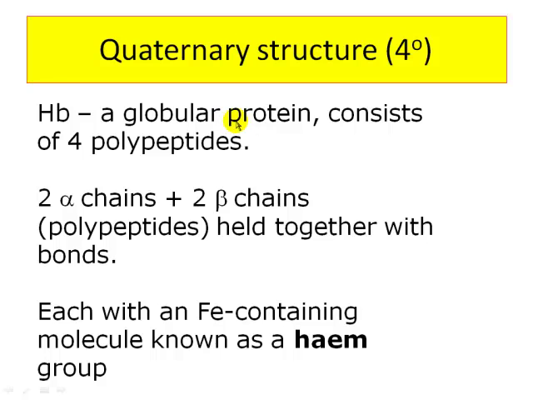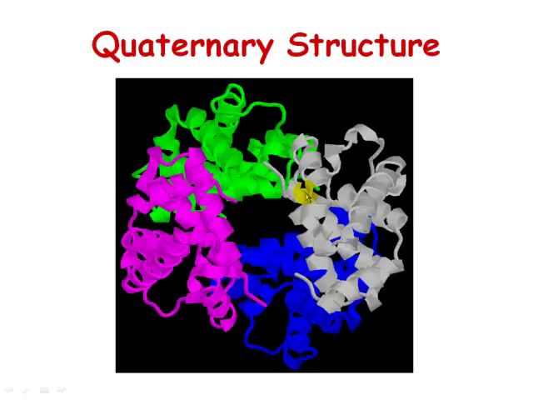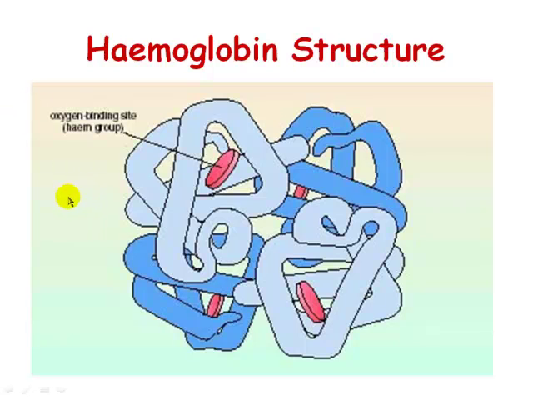Hemoglobin is a globular protein and consists of 4 polypeptide or long protein chains. It's got 2 alpha chains and 2 beta chains held together with bonds, and each, as you probably know about hemoglobin, contains iron, and these iron molecules are called heme groups. This is a rather beautiful picture here, a model of a quaternary structure, and the last one we've got is the hemoglobin structure. So here we've got the 4 chains, 2 alphas, 2 betas, and we've got heme groups here, the iron groups, 4 of these heme groups to every molecule of hemoglobin, and those are the ones that pick up the oxygen.